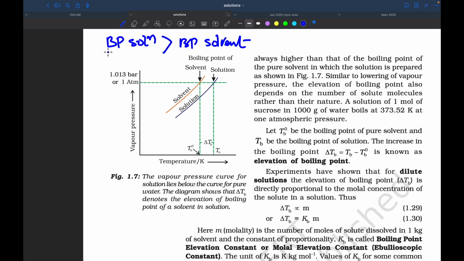Why? Because solution has two components, solvent and solute. Solvent has only one component. So the solute is responsible for the increased boiling point, isn't it? So this is going to increase your boiling point. That's why you need to put it here. Okay, now we'll come to the graph.